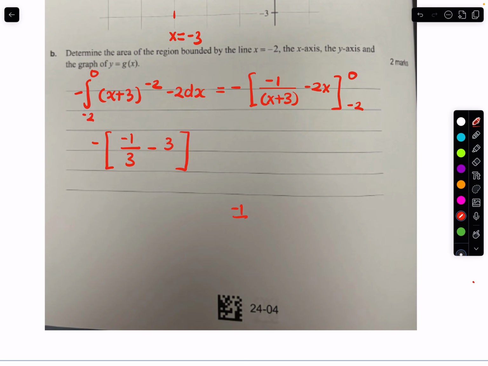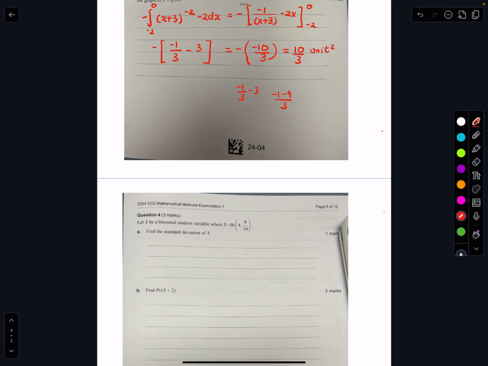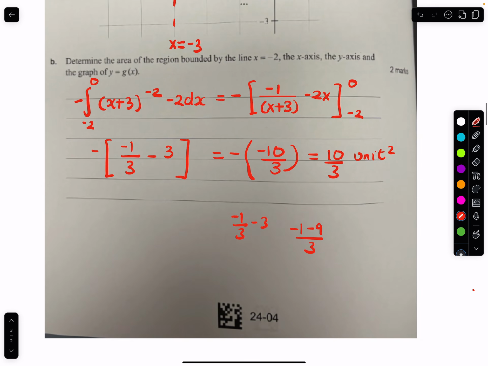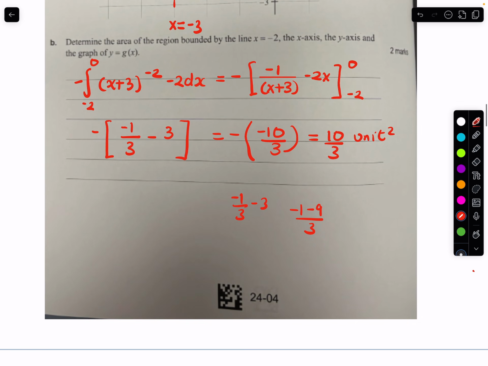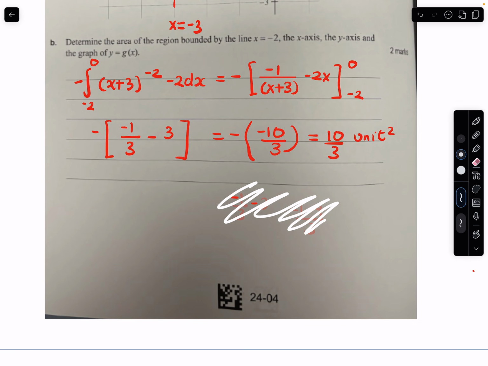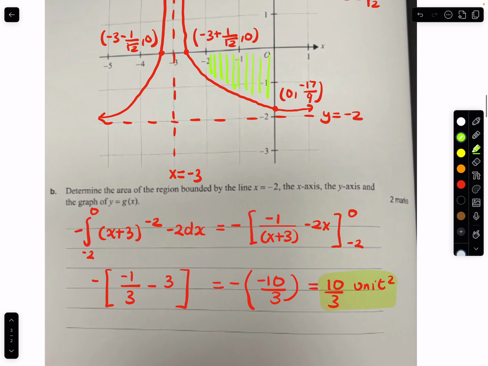What's that going to be equal to? So what's negative 1 over 3 minus 3? That's negative 1 minus 9 over 3, which is negative 10 on 3. And that's going to give us positive 10 on 3, which is units squared because it's area. Now, have I made any mistakes here? Any algebraic mistakes? Negative 10 on 3. No, looks good. Done. I'm just going to rub this part out. Not too bad. Right now we haven't reached a really hard question, so this is good.